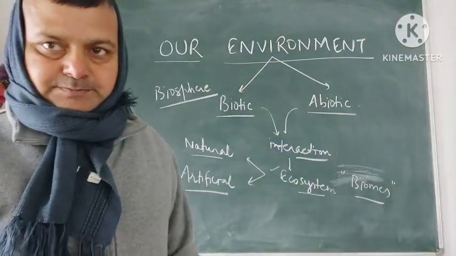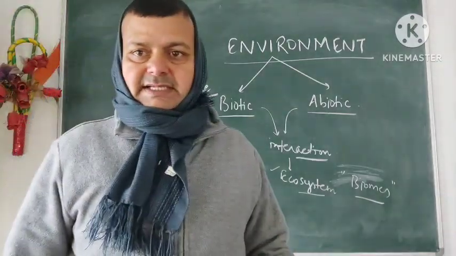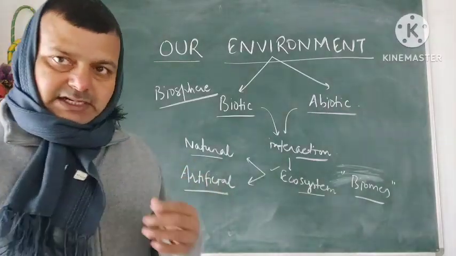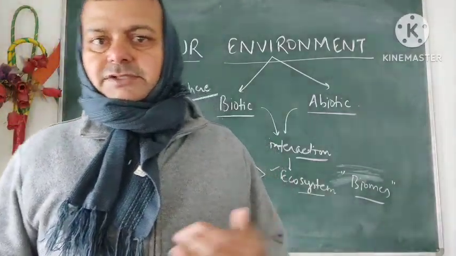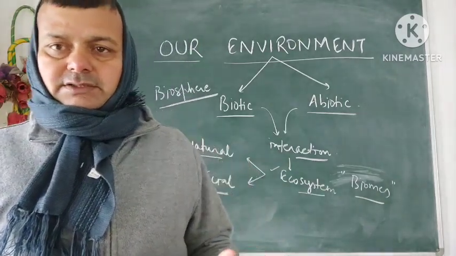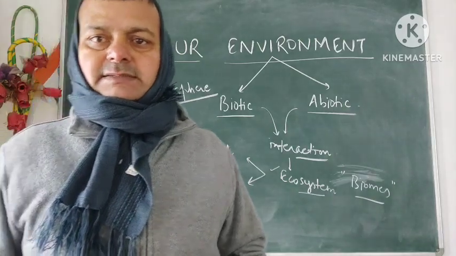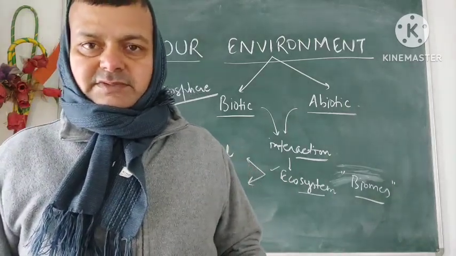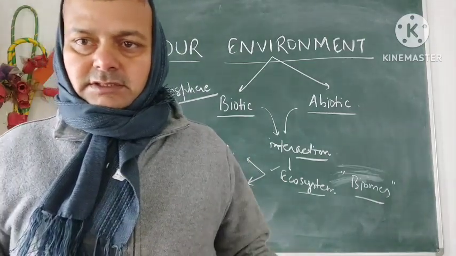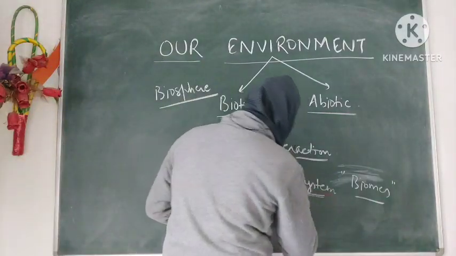So the biosphere term is used for the group of all biomes which are present on the earth where life is possible. The ecosystem is a self-sustaining mechanism if it is natural, and if it is artificial or man-made, there is intervention of human activity. But man-made ecosystems are not always perfect ecosystems because they lack some of the factors which are required for the proper governing of the ecosystems.